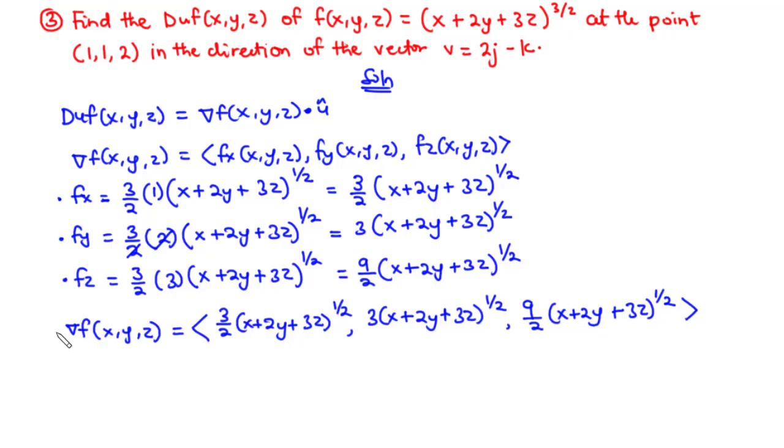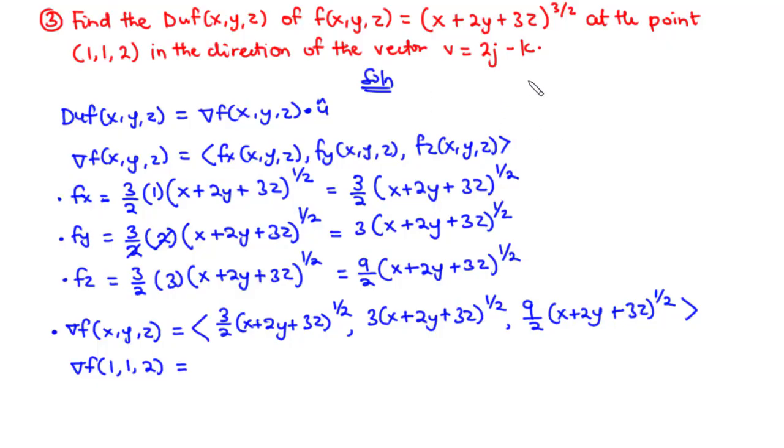So that is the gradient of the function. Now the next thing is we need to find the gradient of the function at the point (1, 1, 2). So we are going to substitute 1, 1, 2 in place of x, y, z. Now you realize that this expression repeats for each of the components, so let's just evaluate that.